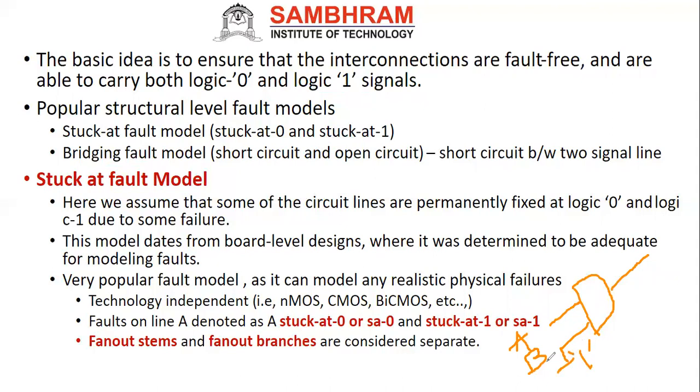So you should think my B is stuck at 1, meaning my B is connected to VDD permanently. Now when I apply A equal to 0, I will get output as 0. When I apply A equal to 1, I will get output as 1. Then this circuit is working fine. So like this we have to test. Later we'll see how we do it.